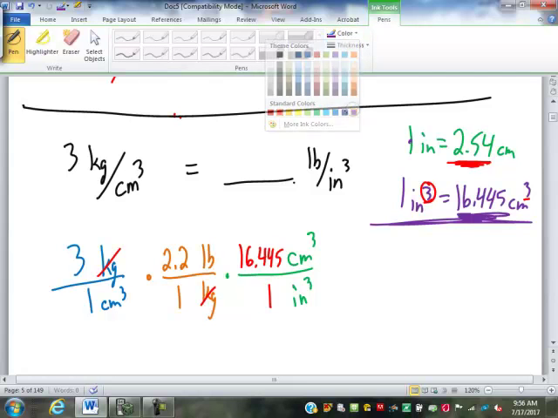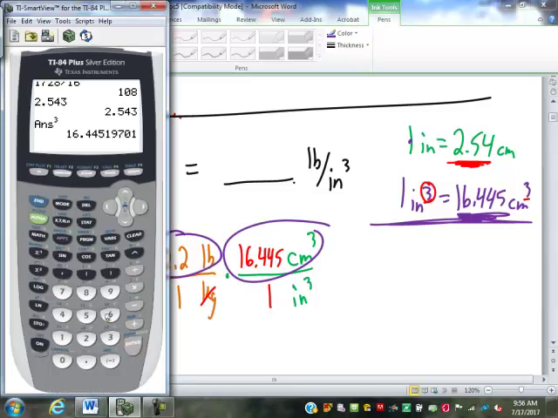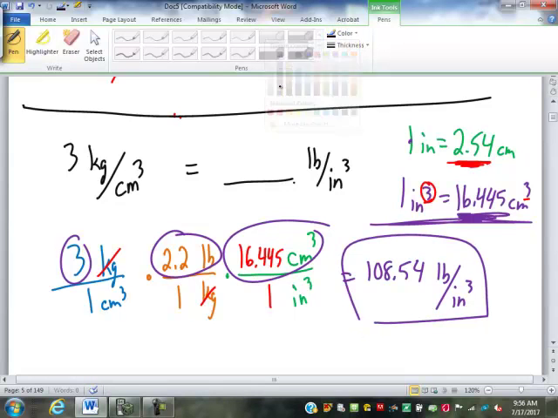So now across the top here, I've got 3 times 2.2 pounds is 6.6 pounds times 16.445. 108.537 or 108.54 pounds per cubic inch. That's pretty dense, by the way. I don't know of any material that's quite that dense.